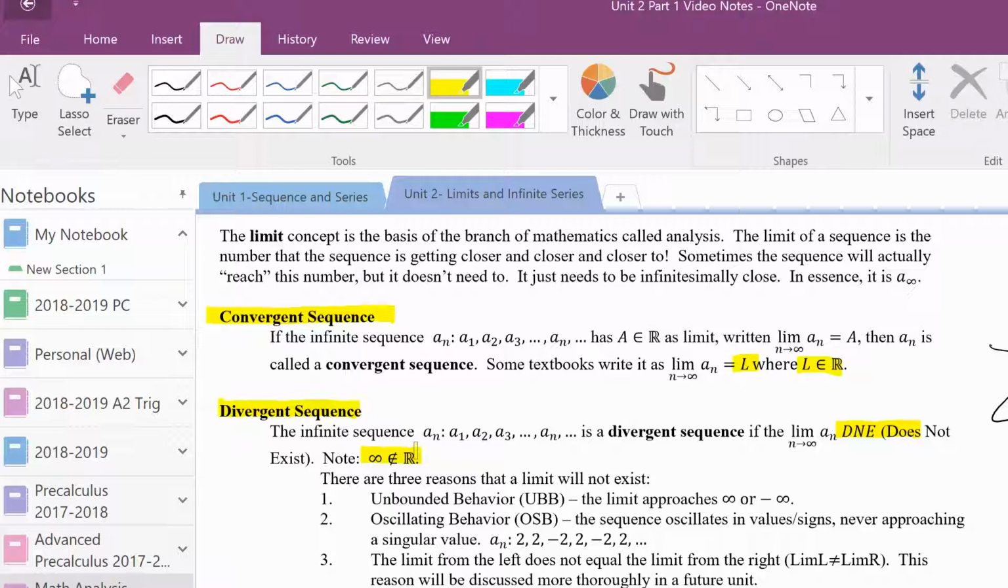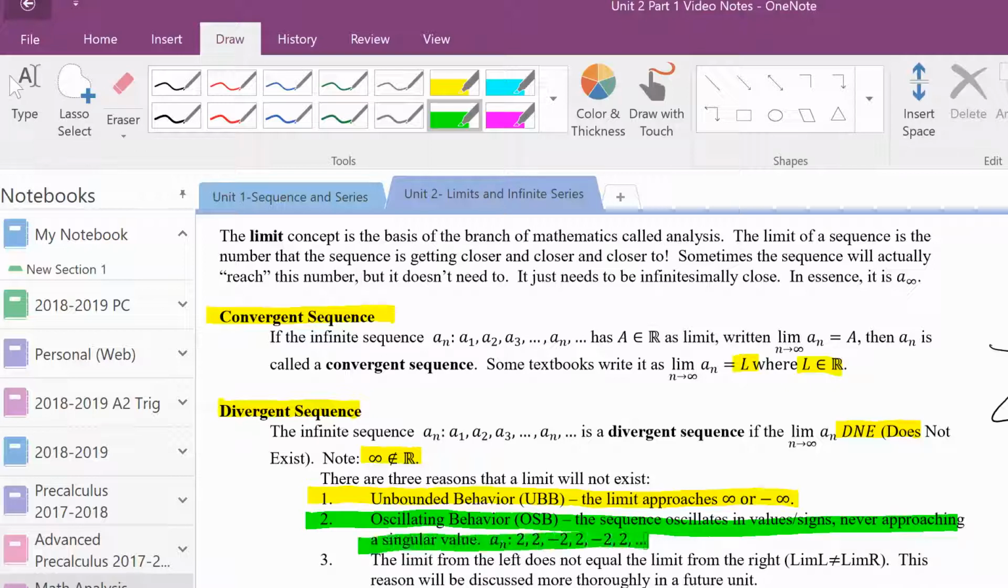So there's three reasons that the limits do not exist. The first one is what's called unbounded behavior. The limit approaches infinity or negative infinity. The second reason is what's called oscillating behavior. It's one where the sequence goes between two values. And then the third one is that the limit from the left does not equal the limit from the right. And we'll discuss that one in a future unit.